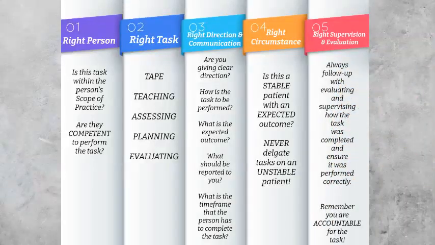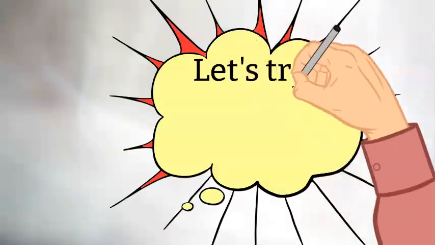The final right of delegation is ensuring you follow up by supervising and evaluating the outcome. Was the task completed correctly and on time? How did the way the task was completed affect the patient? Did they have a good outcome? And remember, you are accountable for the outcome of the task.